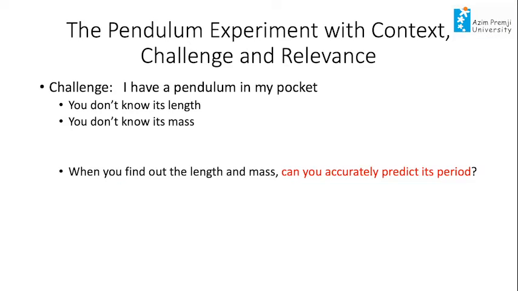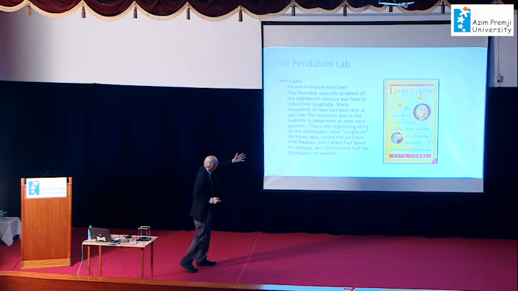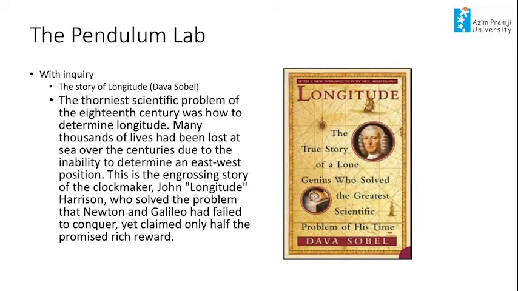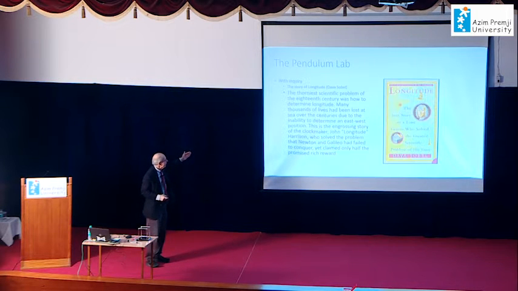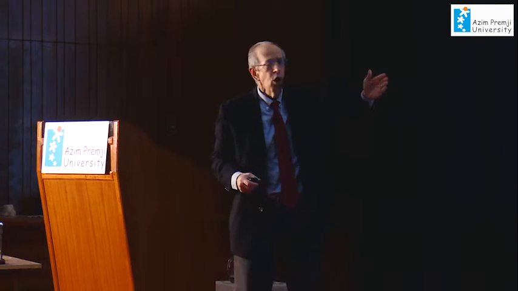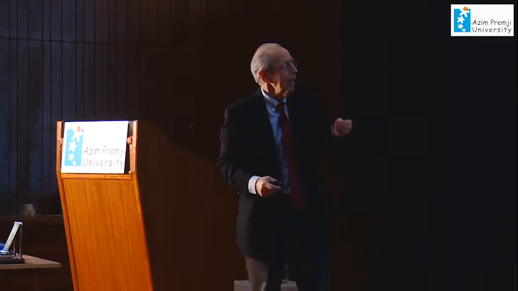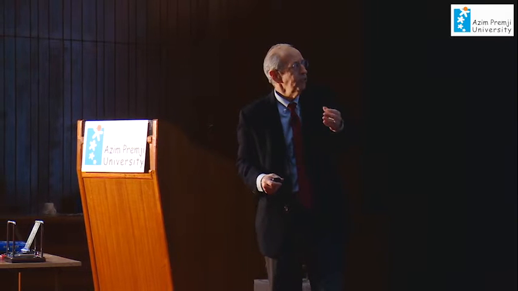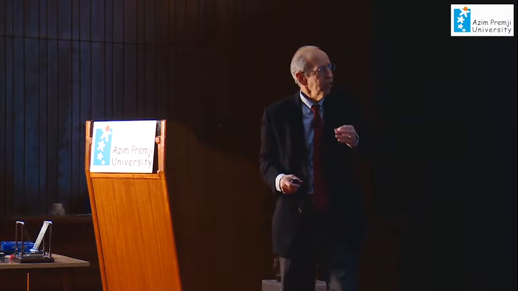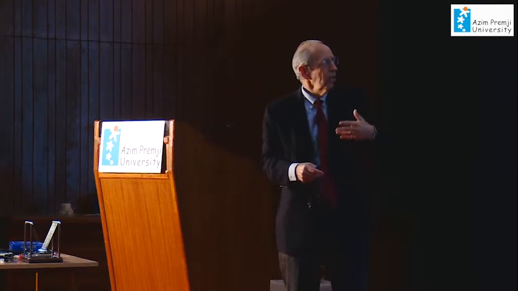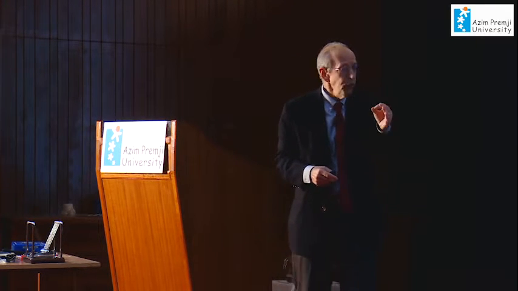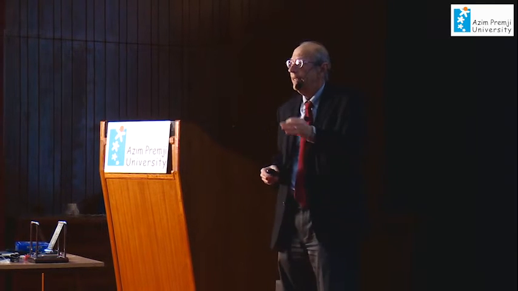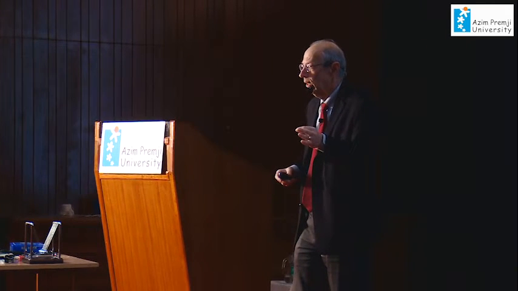And that's one way to make it interesting. There's another way. This is a book, Longitude by Dava Sobel, a wonderful little volume. The thorniest scientific problem of the 18th century was how to determine longitude. Many thousands of lives had been lost at sea over the centuries due to the inability to determine an east-west position. This is the engrossing story of the clockmaker John Harrison, who solved the problem that Newton and Galileo had failed to conquer, yet claimed only half the reward.